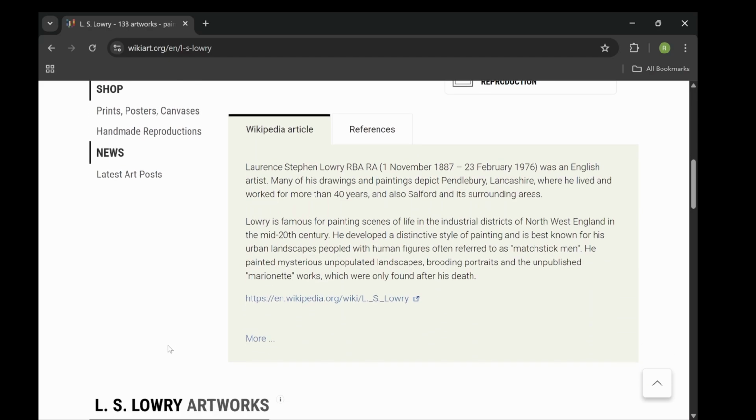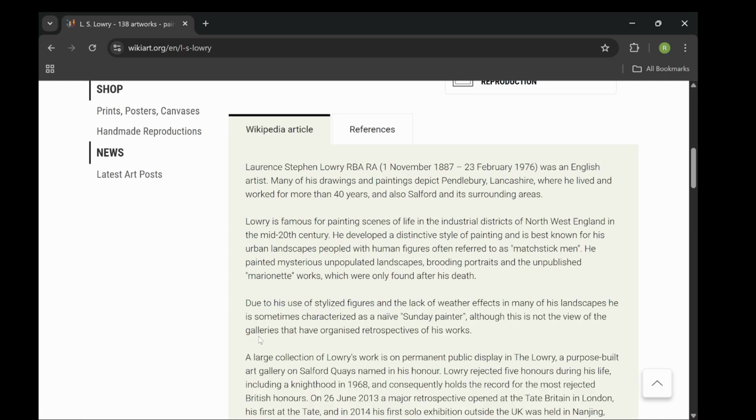Here's a little bit of the Wikipedia article. Now, we're not going to read the whole article because it's massive, and this just gives us an excerpt. So we're just going to get the very first bit of his life here. So he got some awards as he was older, some Royal Academy or Royal Art Academy type things, I believe.